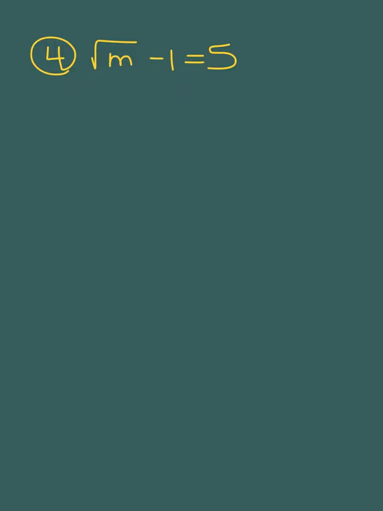I know I need to get rid of that radical, but before I do that, I have to isolate it. So I need to have only the radical on one side of the equation. In the previous problems we have done, that was already there for us. So the only thing I need to do for number 4, before I can square it, is add 1 to either side, because then I have the square root of m is equal to 6.